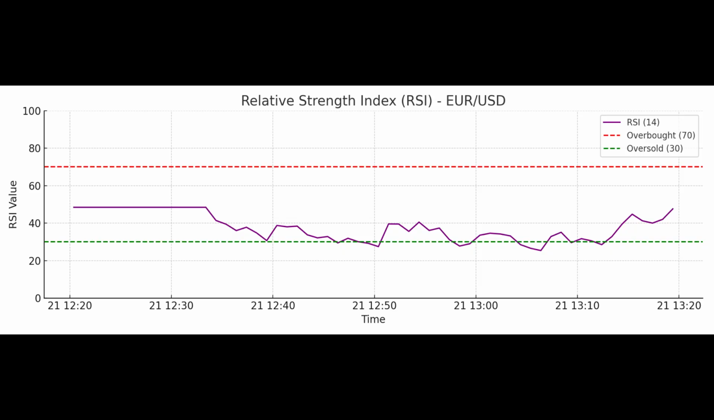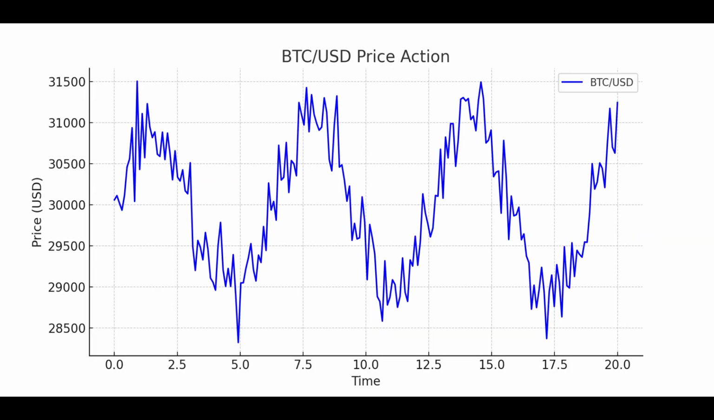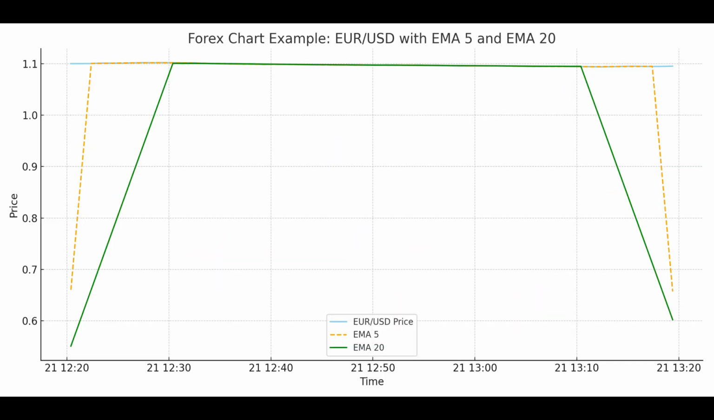What is forex? Forex, or foreign exchange, is the global marketplace where currencies are traded. It's the largest financial market in the world, with over $6 trillion traded daily. Unlike the stock market, the forex market is open 24 hours a day, 5 days a week. It doesn't rely on a central exchange, it works through a global network of banks, brokers, and institutions.